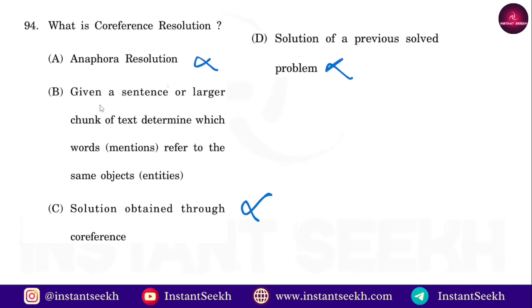Okay, your correct answer is option B, that is given a sentence or a larger chunk of text, determine which words refer to the same entities or same objects. So option B is your right answer. What does forward co-reference resolution mean? Let's move on to the next question.